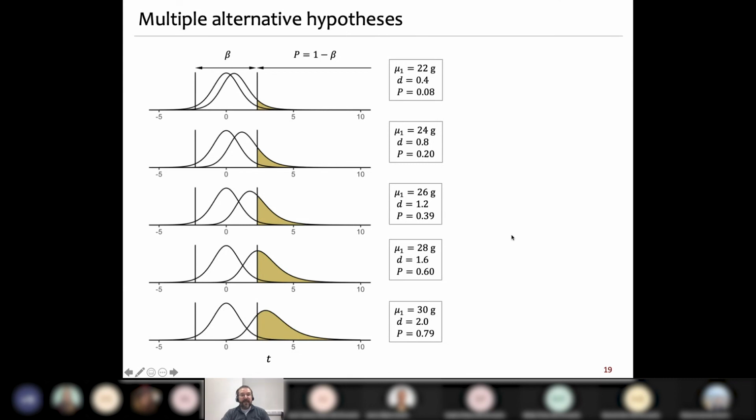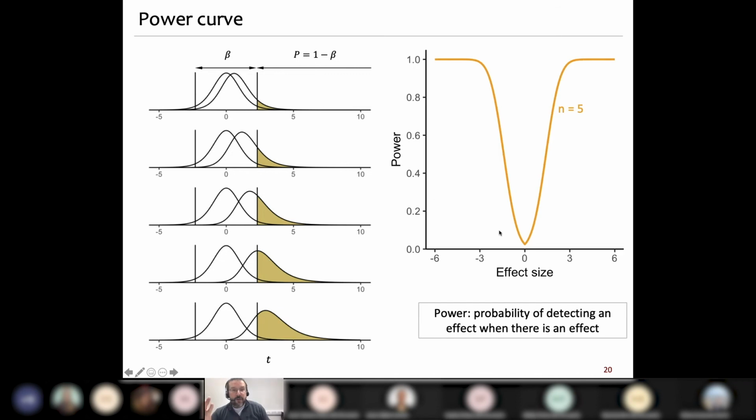And from this, you can find power, 1 minus beta. This is the dark shaded area. And power is about 8% in the top plot, and then goes up and reaches almost 80% in the bottom plot. Using this, you can create a power curve. This is the power as a function of the effect size. This is what it looks like for the sample size of 5.